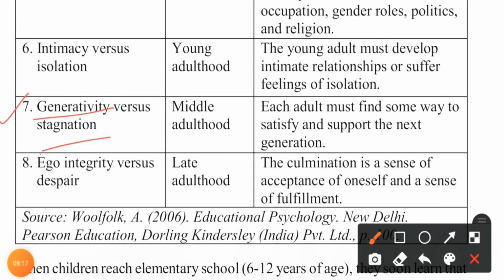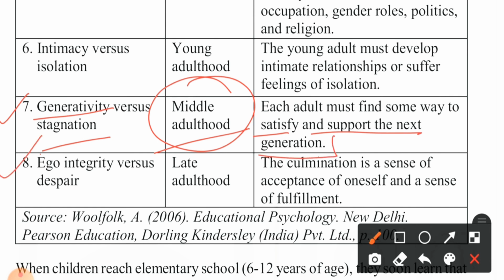If I talk to you in simple terms, generativity is derived from the word generative. It means something that can be produced. Stagnation means there is no progress, no movement. So this kind of stage occurs at the time of middle adulthood. Each adult must find some way to satisfy and support the next generation. Okay, and 8th stage is about ego integrity versus despair.